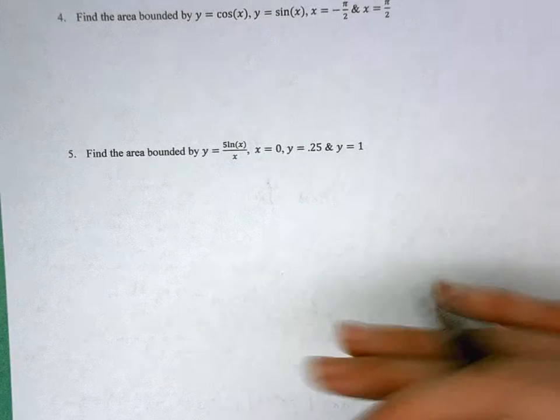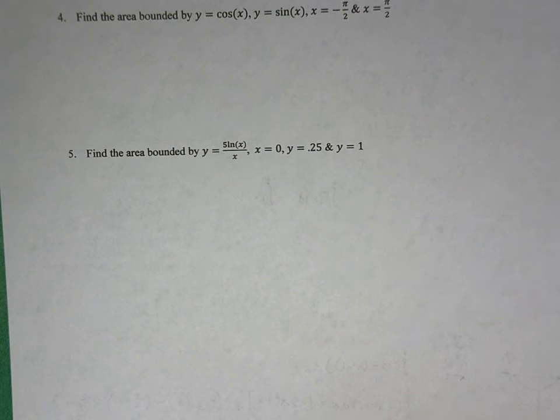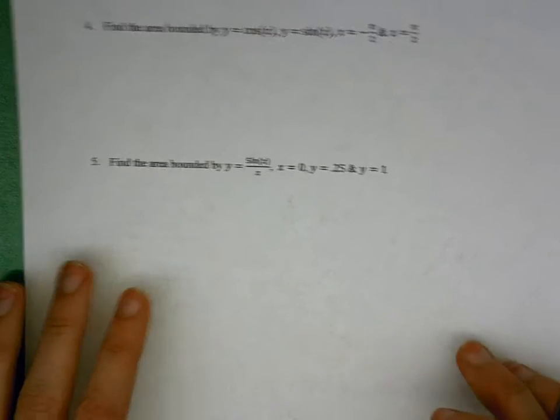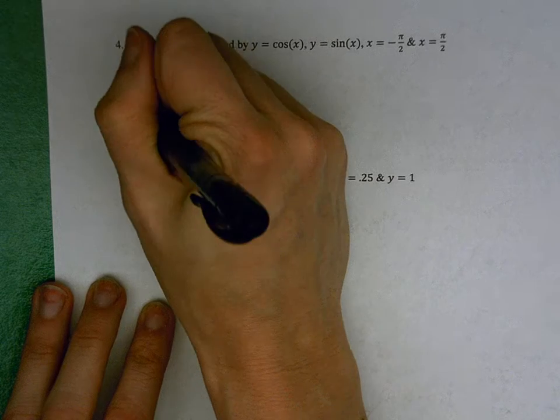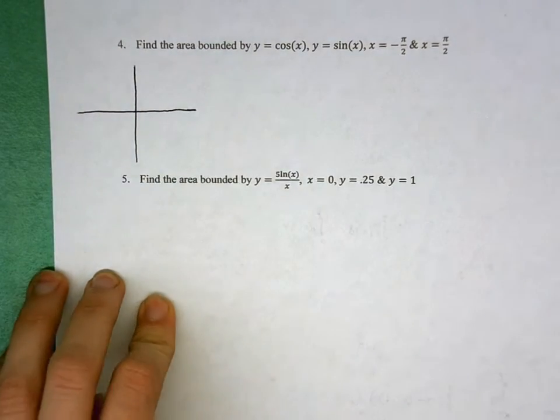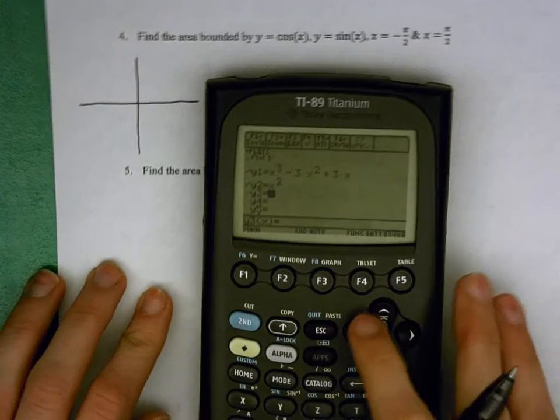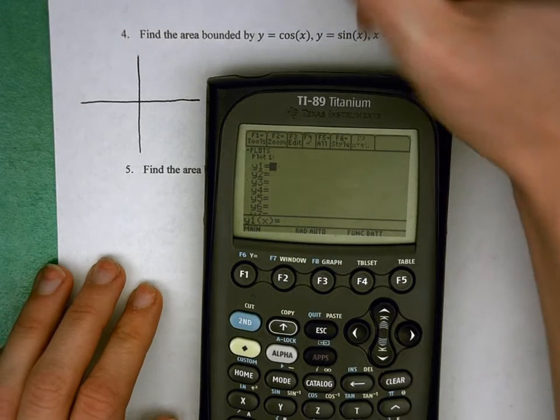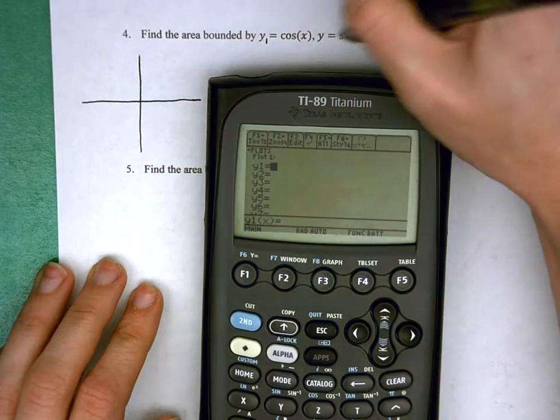Okay, on the back, number 4, we have find the area bounded by y equals cosine x, y equals sine x. And so if we graph that, I'm going to go ahead and notate, I'm going to put cosine x into y1, I'm going to put sine x into y2.